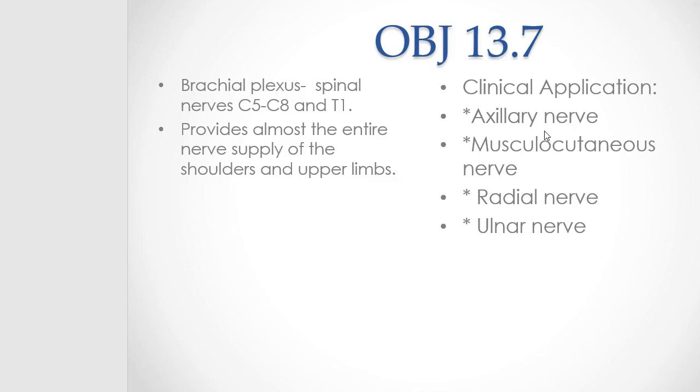Next is the brachial plexus, spinal nerves C5 through C8 and T1. So all of this region is going to be controlled. The region that's going to be controlled is the shoulders and the upper limbs. So let's look at a couple of these clinical applications.